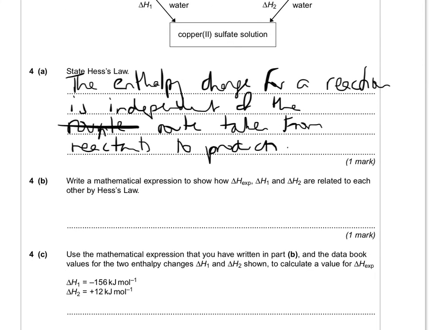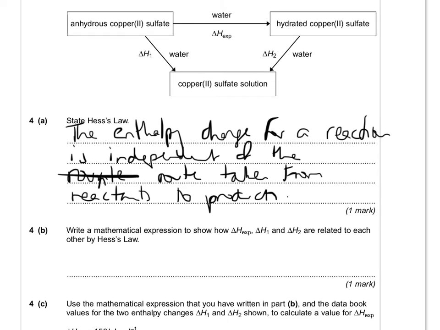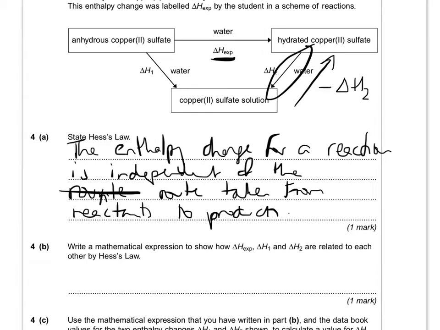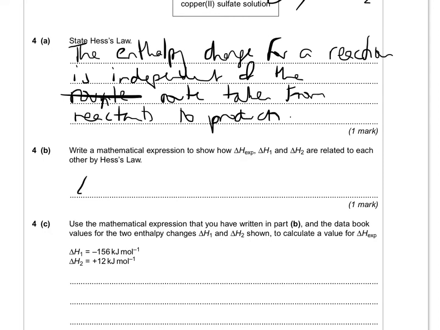And then write a mathematical expression to show how delta H exp, delta H1 and delta H2 are related to each other. So the arrow that we're going to have to swap round is this one to work out this delta H exp. So this will go the opposite direction, so we'll have negative delta H2. So your delta H exp is going to be delta H1 take away delta H2. So delta H exp equals delta H1 take away delta H2.